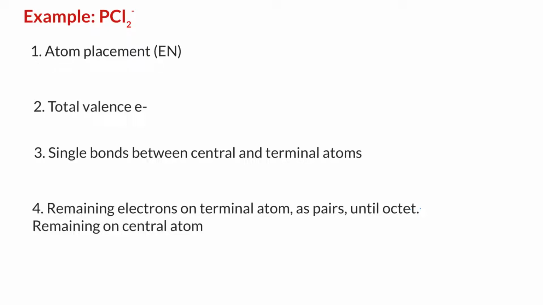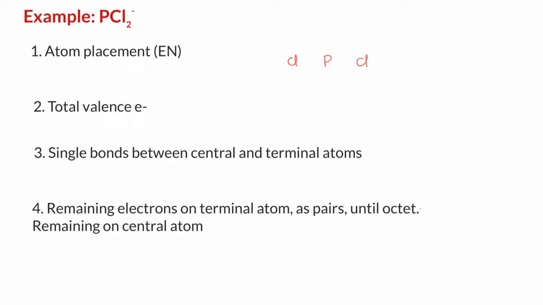The next example that we are going to do is an ion, which is the PCl2 minus ion. We will follow the same guidelines. First, we will place the atom with the least electronegativity in the center. If you look at the periodic table, phosphorus has lower electronegativity than chlorine. So I'm going to place phosphorus in the middle and the chlorines on either side of phosphorus.